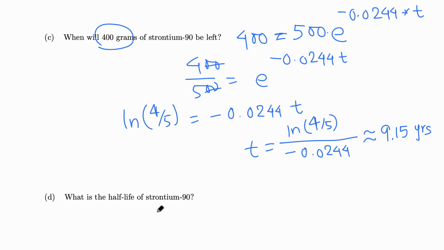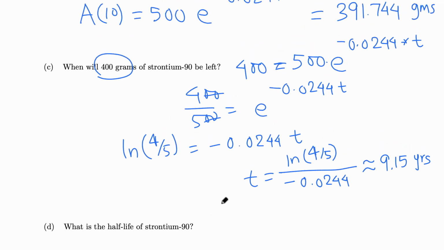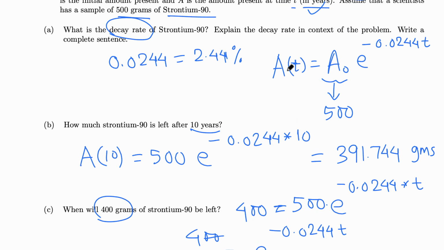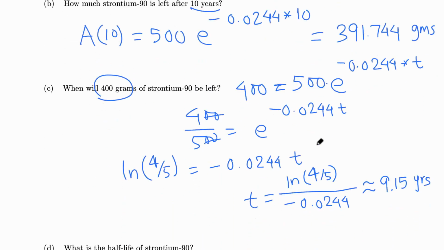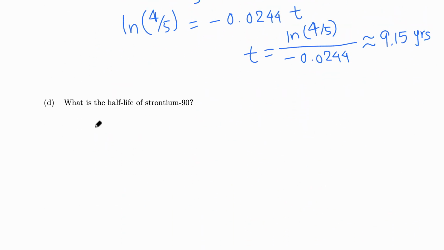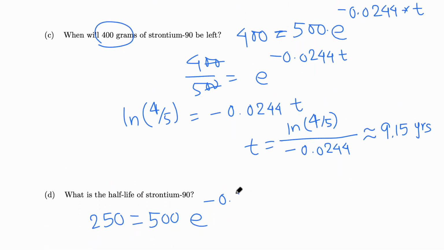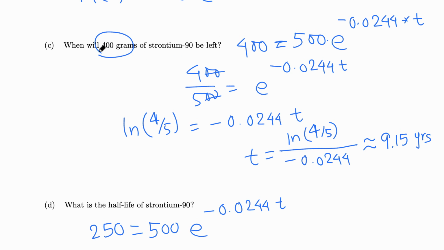Now what is the half-life of strontium-90? For half-life, we use the same formula. We start from 500. Half-life means half of 500, that's 250. Or we can start with 1 unit and get 1/2, same thing. So it's already 500, so 250 equals 500 e raised to negative 0.0244t.